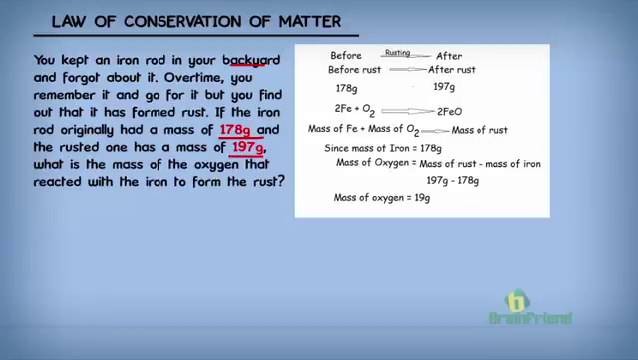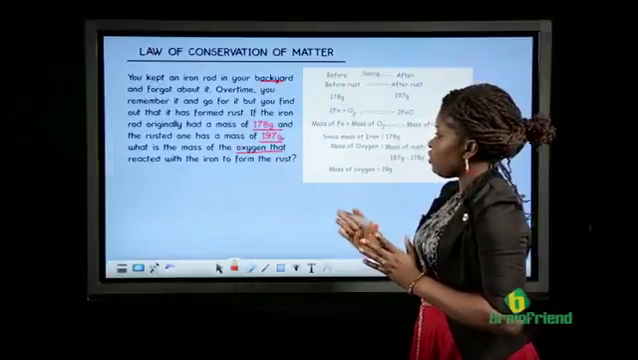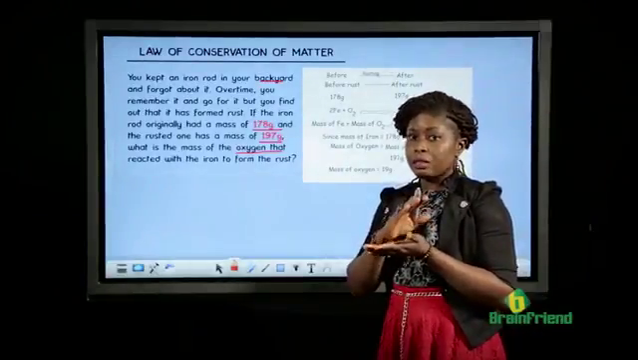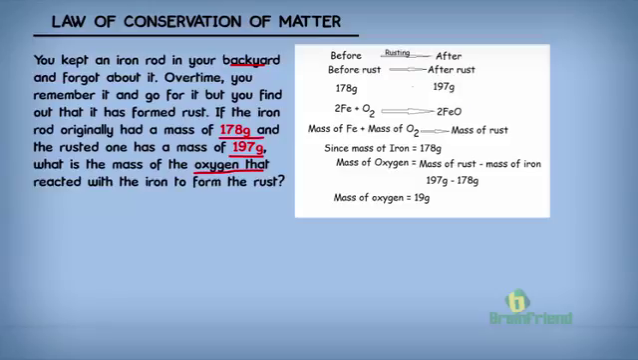So the question is, what is the mass of the oxygen that reacted with the iron to form the rust? Which means something would have reacted with the iron, and that is oxygen. So to buttress this law of conservation of matter, we are going to find the mass of the oxygen that reacted with this iron rod. And so at the end of the day, we'll see that what we have for the reactants is also going to equal what we have for the product.